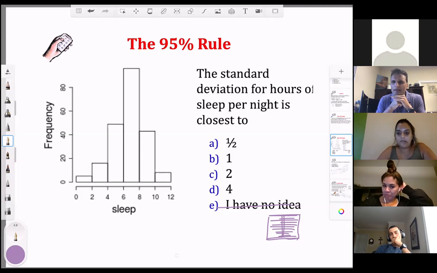Kendall? Pass. E or just pass? You don't have pass. Pass, please.